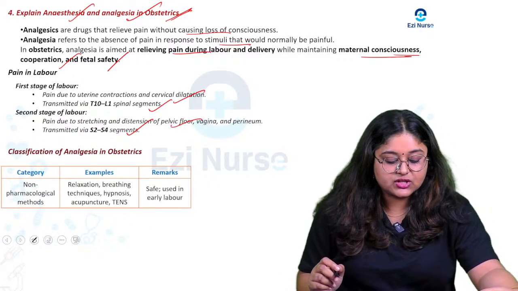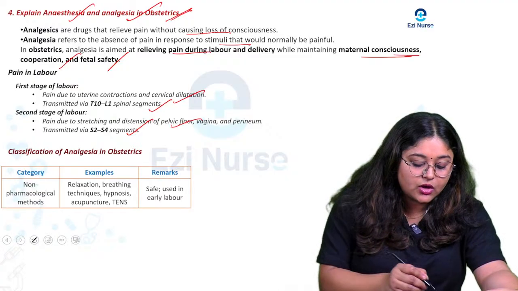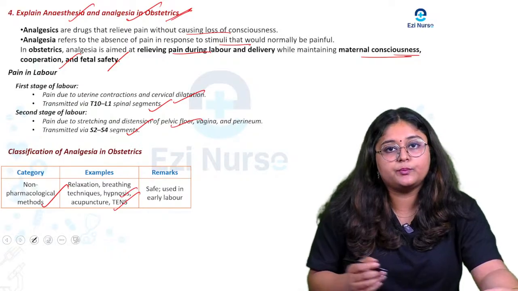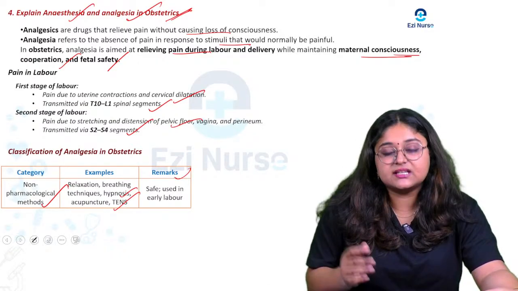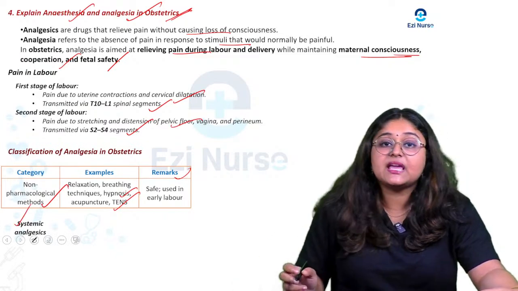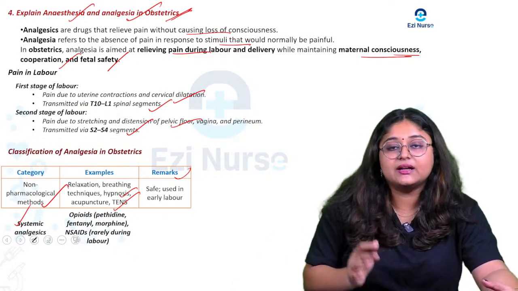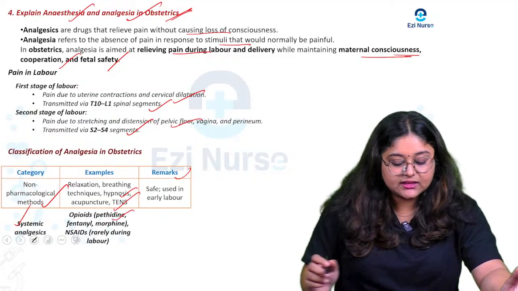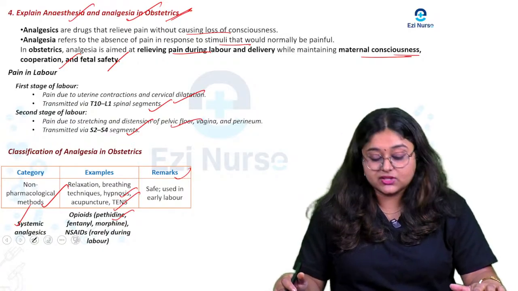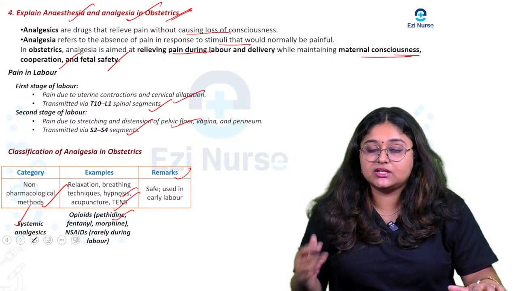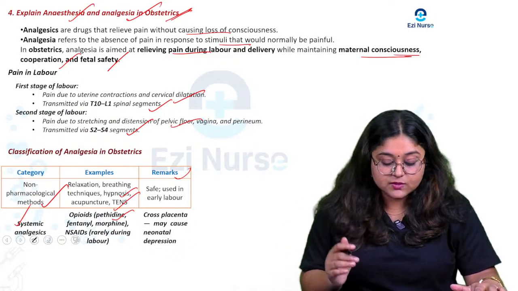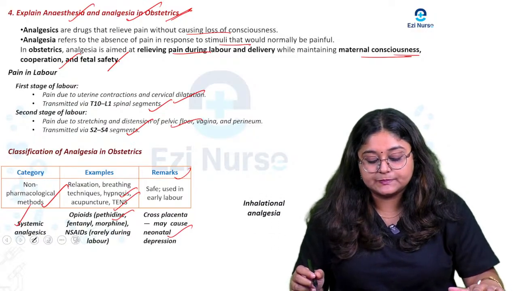Next is the classification. Okay, first category is non-pharmacological methods. Examples: relaxation, breathing techniques, hypnosis, acupuncture, TENS. And what is the remark? It is very safe and used in the early stage of labor. Next category is systemic analgesics. What are the examples? Opioids like pethidine, fentanyl, morphine as well as NSAIDs, non-steroidal anti-inflammatory drugs, which are rarely given during labor pain. What is the remark? They cross the placenta and may cause neonatal depression.